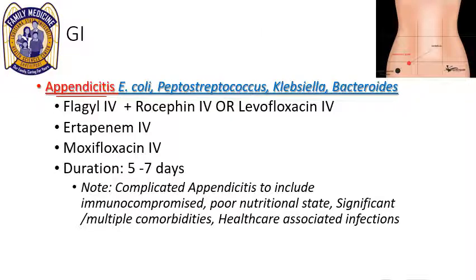So what do you do for this? Flagyl for the anaerobes, Rocephin IV, or Levo. And so you can also use ertapenem, moxifloxacin as well, but it needs to be IV. It's going to be for 5 to 7 days, and complicated appendicitis, on the other hand, can happen with people who are immunocompromised, HIV, poor nutritional states, significant or multiple comorbidities like diverticulitis, diverticulosis, healthcare-associated infections from a surgical site wound, or even if you're just pregnant, you might have a special instance as well.